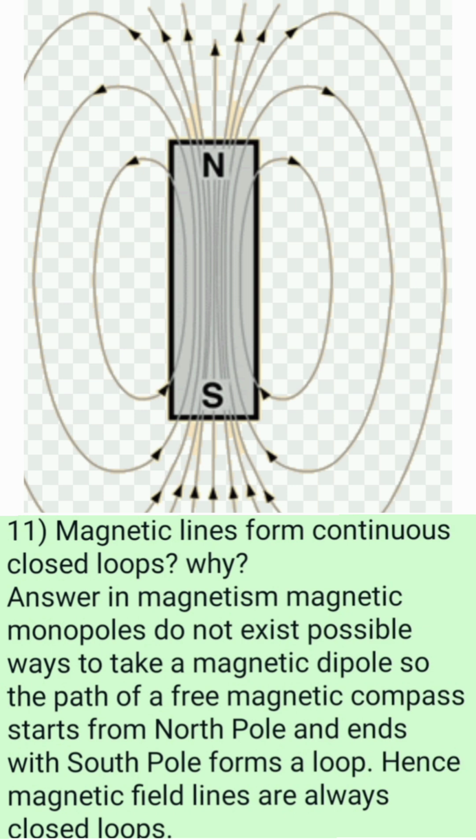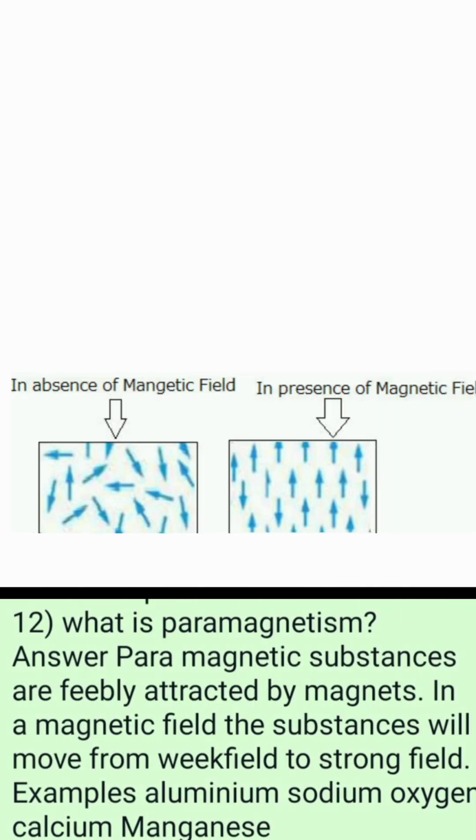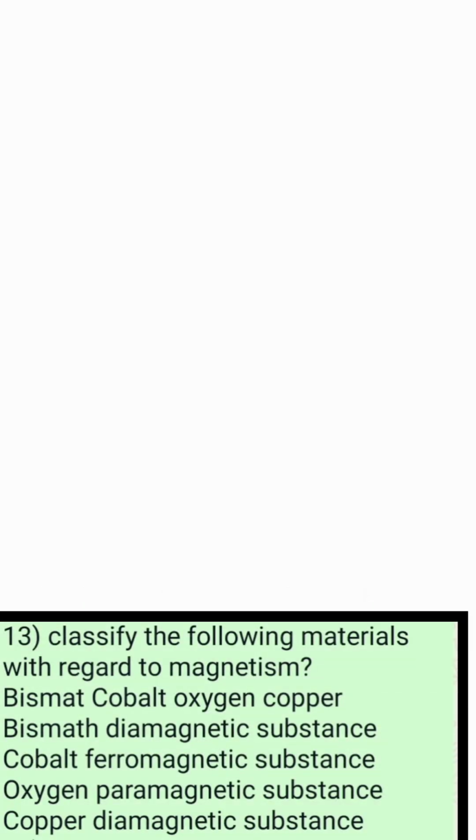12. What is paramagnetism? Answer: paramagnetic substances are feebly attracted by magnets. In a magnetic field, the substances will move from weak field to strong field. Examples: aluminium, sodium, oxygen, calcium, manganese.